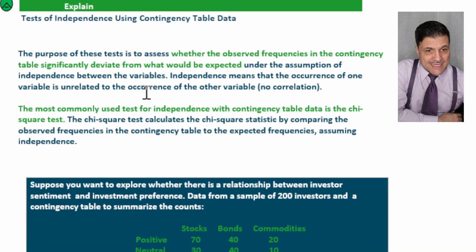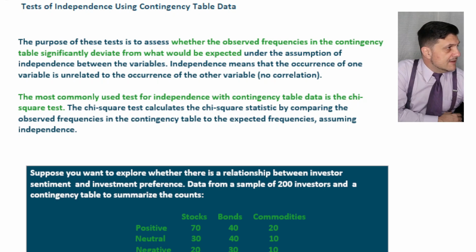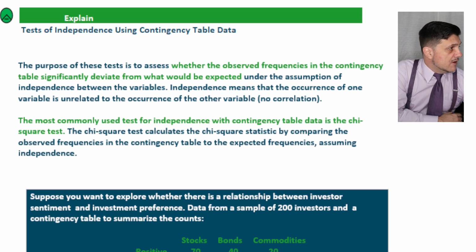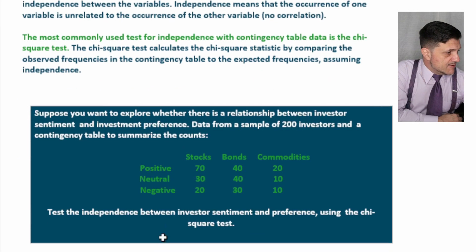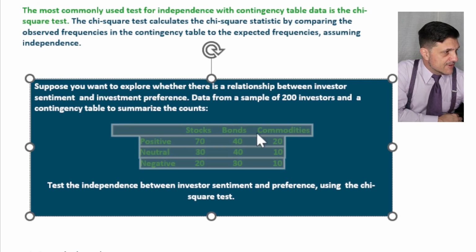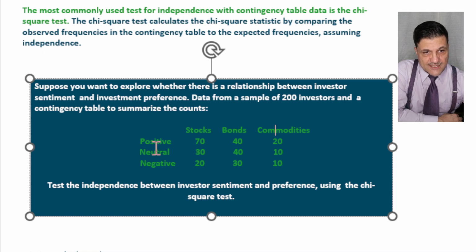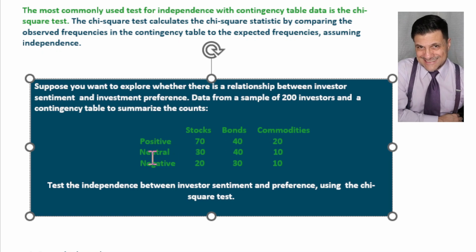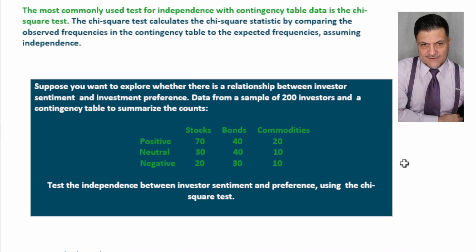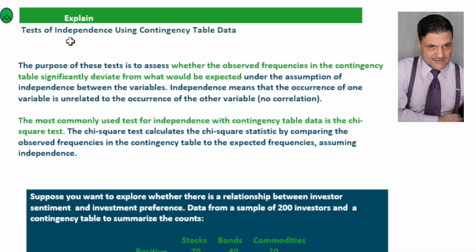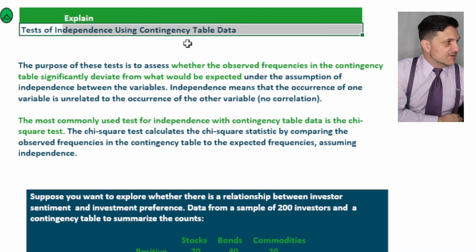All right. Now, let's see the next key point to explain, which was the tests of independence using a contingency table. So what is a contingency table? That's an example of a contingency table. You have choices, and in this case, sentiments, views about each one of those investments. And that's a typical test of independence. So there you go, test of independence using a contingency table.